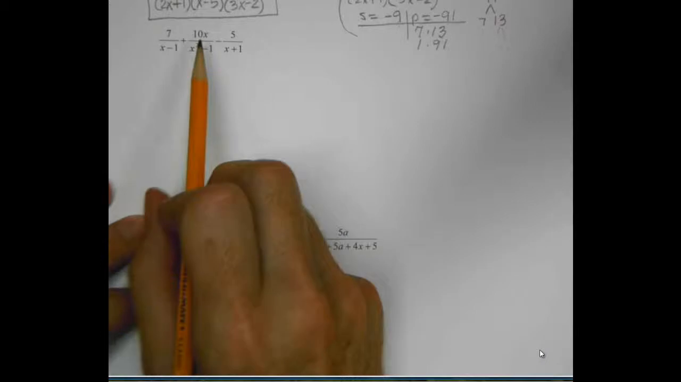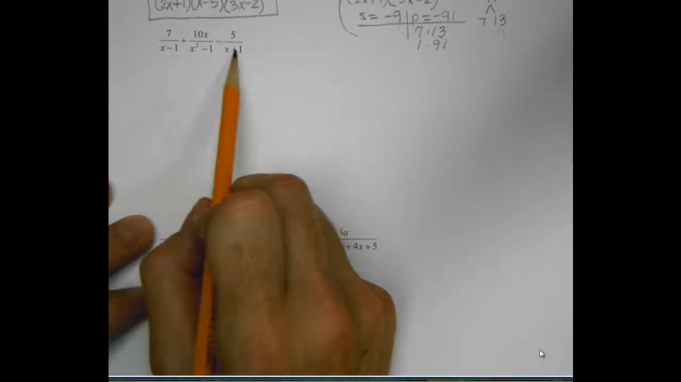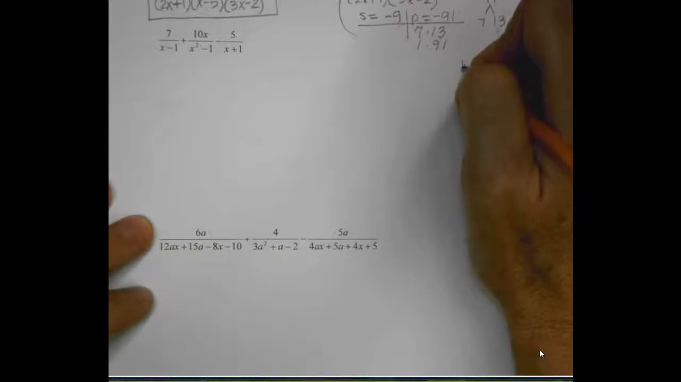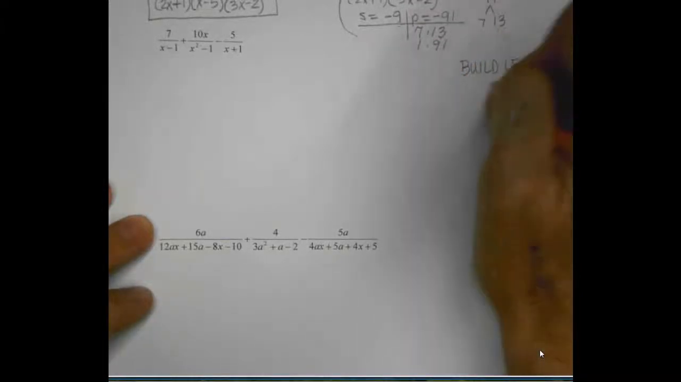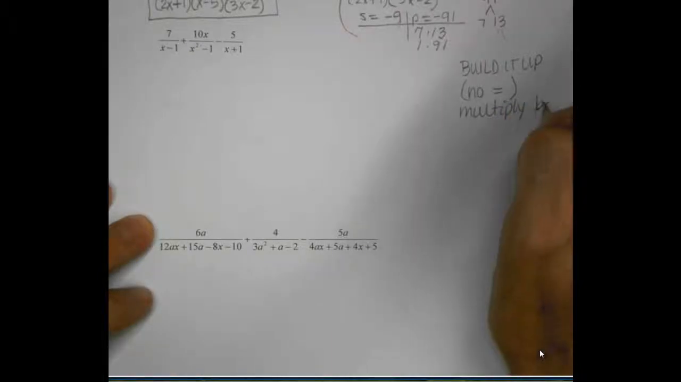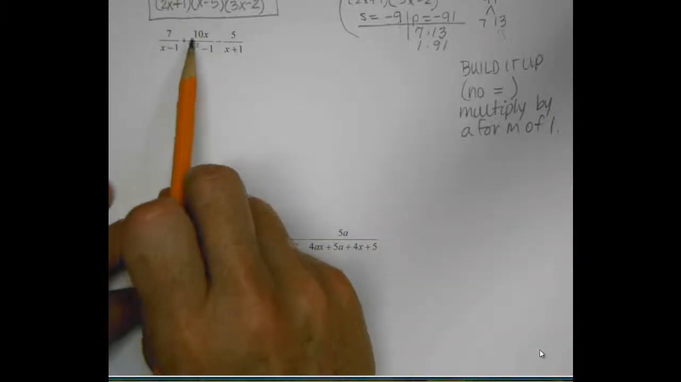All right, this problem has a little bit smaller denominators, but I have 1, 2, 3 rational expressions, and again I have no equal sign, so I have to use this build-it-up strategy because there's no equals, and I have to then multiply by a form of 1. So I want to look at my problem a little more carefully.